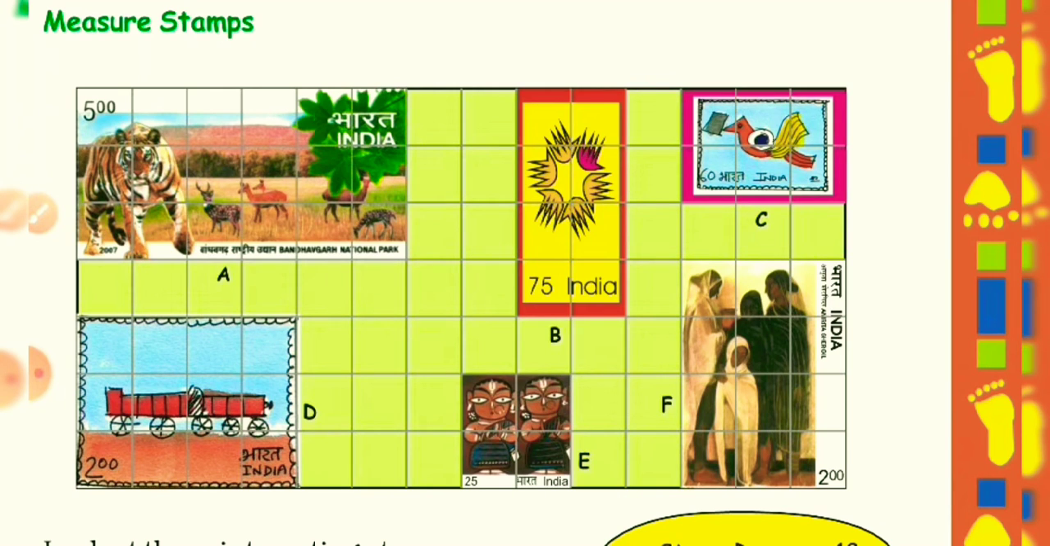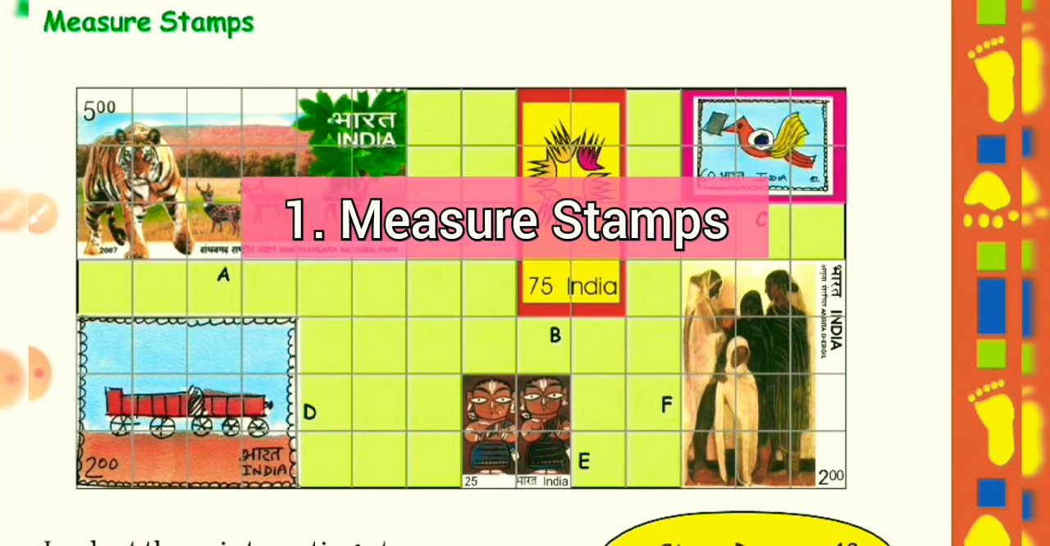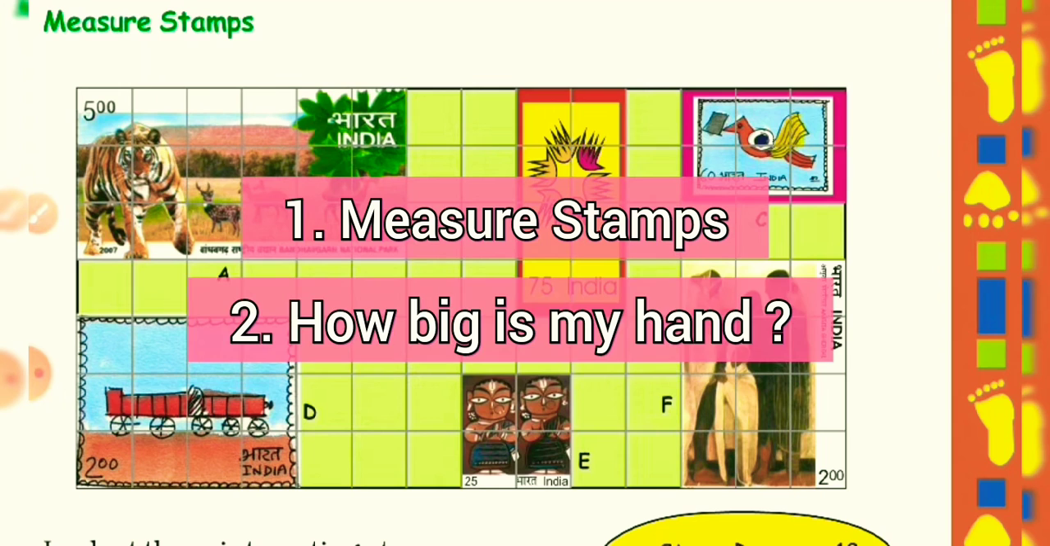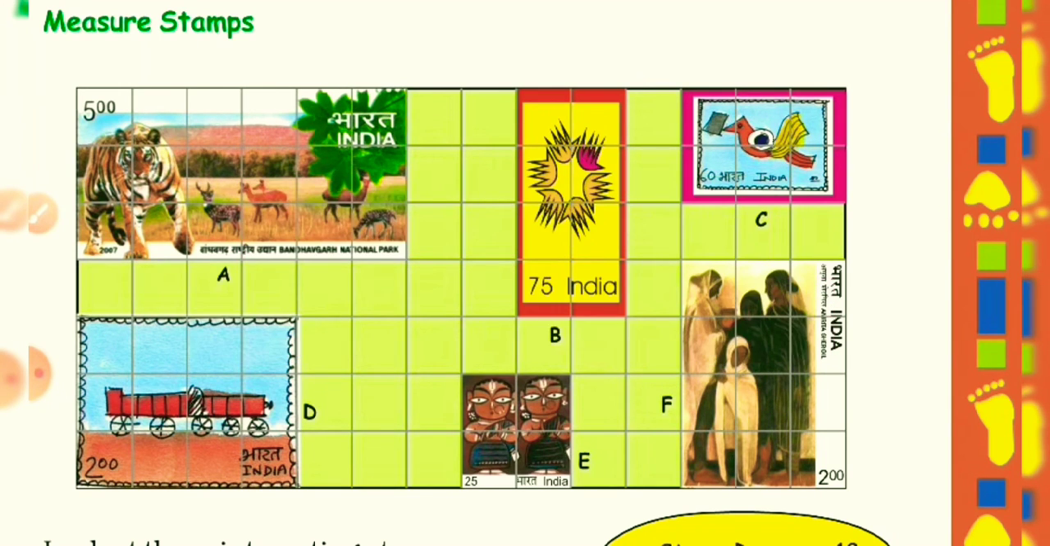Now come to the overview of today's class. I have taken only two topics for today's class. The first is measure stamps and the second is how big is my hand. These two topics are related to area. In these two sections we will learn how to find the area in a simple way. Now come to the first topic, that is measure stamps.